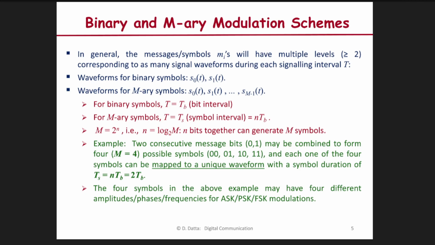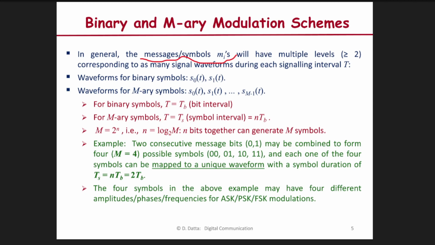So let's go for some definitions. Binary and M-ary modulation schemes. In general, the messages or symbols, M-ary, will have multiple levels, that is, greater than or equal to 2, corresponding to many signal waveforms during its signaling interval. The signaling interval is the interval during which you send a binary 1 or a binary 0, or M-ary 0, 1, 2, 3, whatever. Because these are M-ary symbols actually.